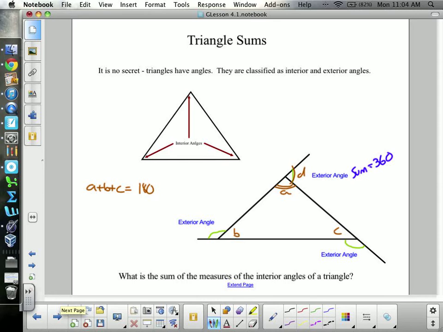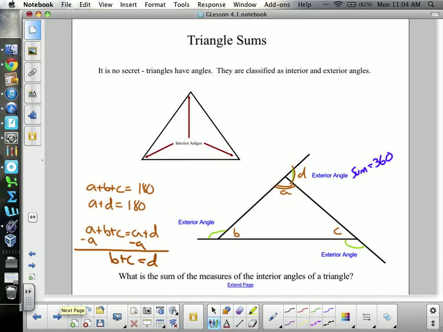Let's call this exterior angle D. We just said that A plus D also equals 180, doesn't it? Because it's a linear pair. So that means A plus B plus C equals A plus D. Right? So they both equal 180. If I subtract A from each side, I get B plus C equals D. Oh, okay.